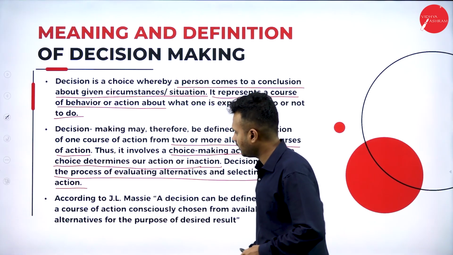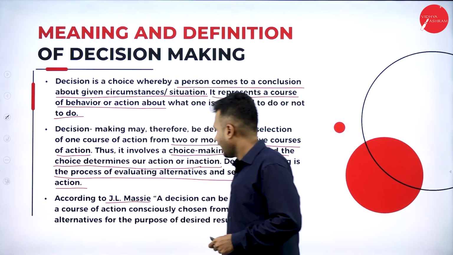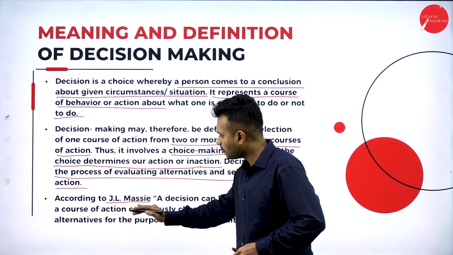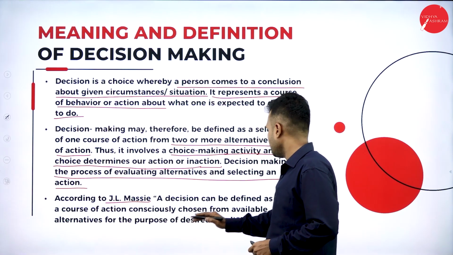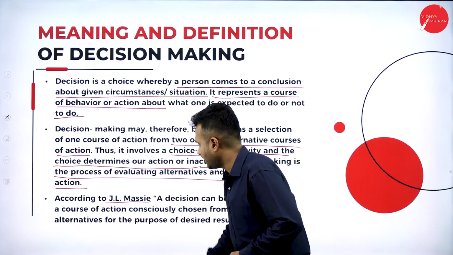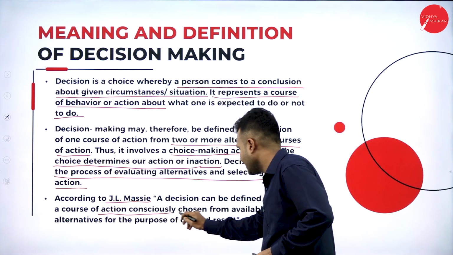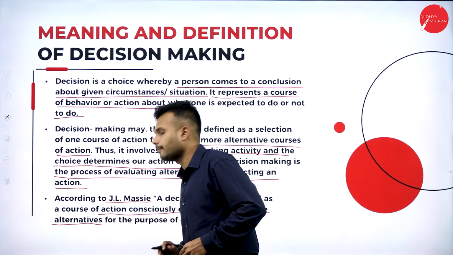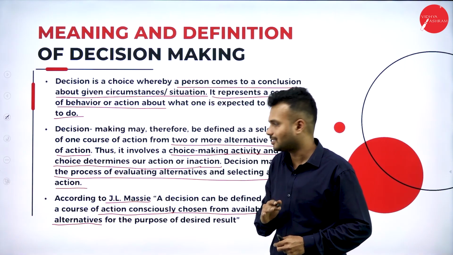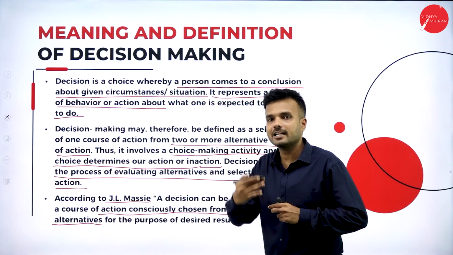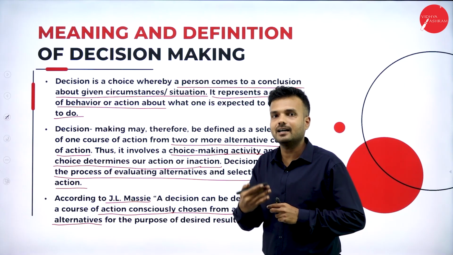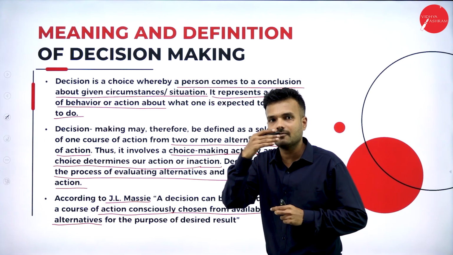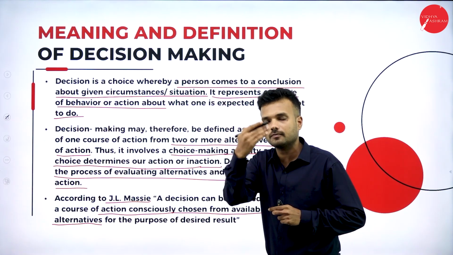This is a definition given by J.L. Massey. According to J.L. Massey, a decision can be defined as a course of action consciously chosen from available alternatives. It is chosen consciously. So before selecting, before comparing the alternative courses of action, we choose those alternatives based on some criteria, based on the advantages, based on the benefits of the specific thing, based on the accomplishment of the objectives.